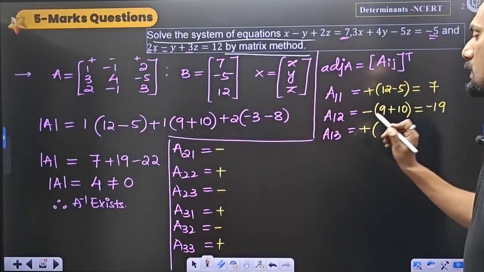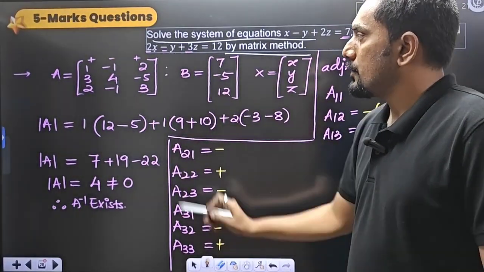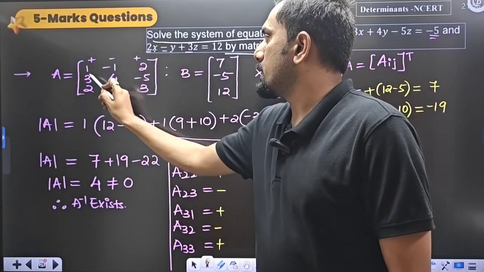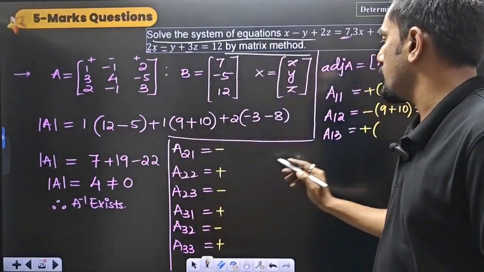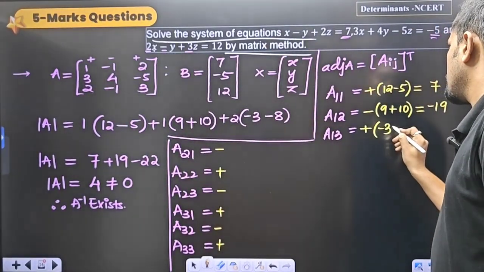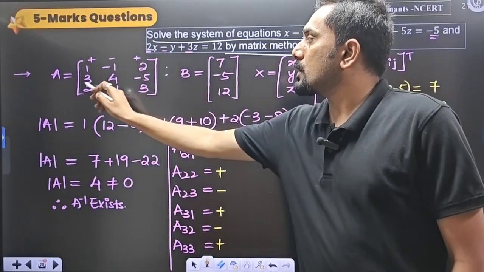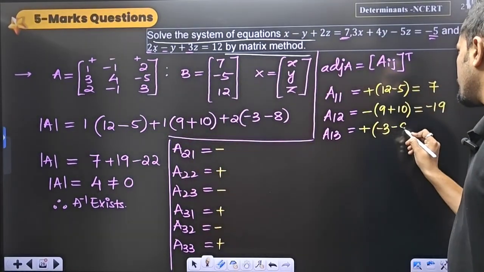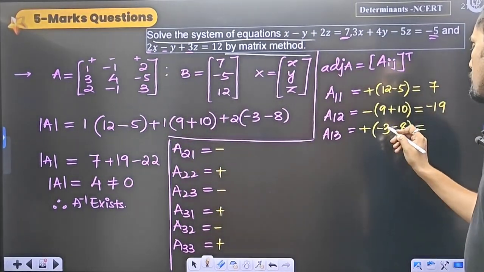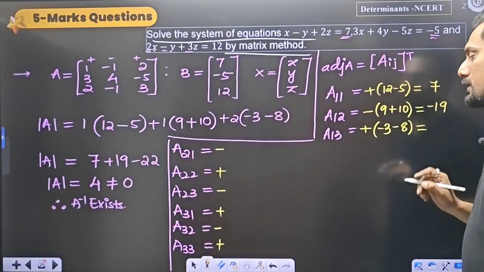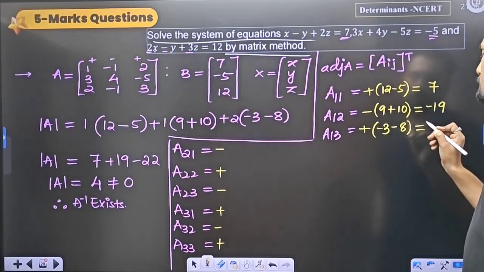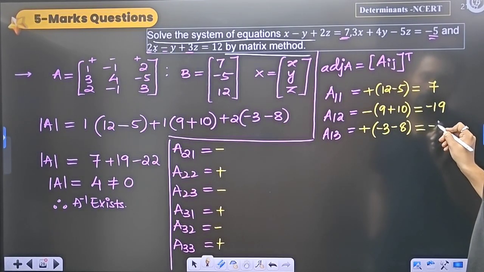Next, first row third column. Delete the first row third column. 3 into minus 1 is minus 3. Minus 4 2s are 8. Minus 3 minus 8 is how much? Minus 11. Minus into plus will be minus 11.